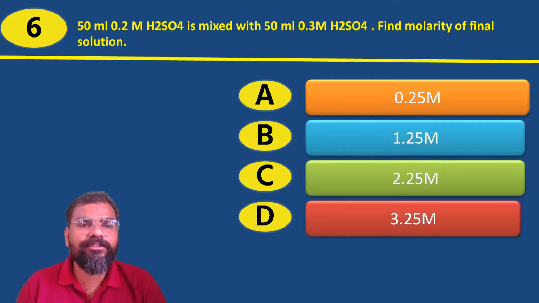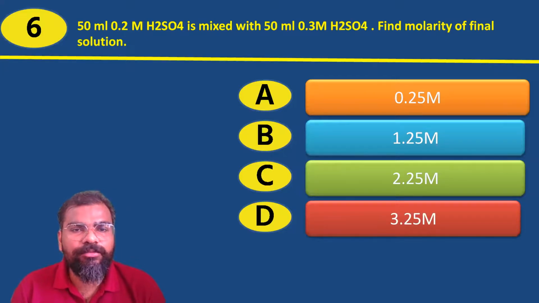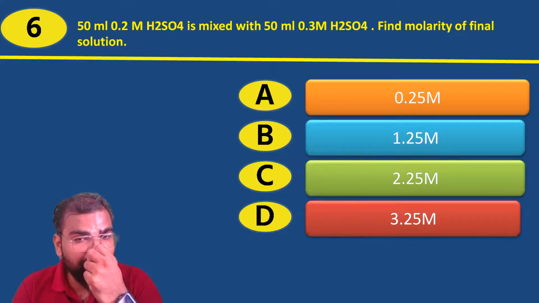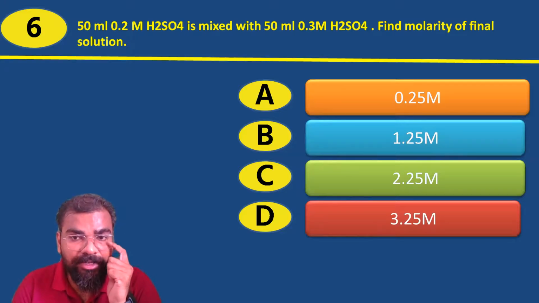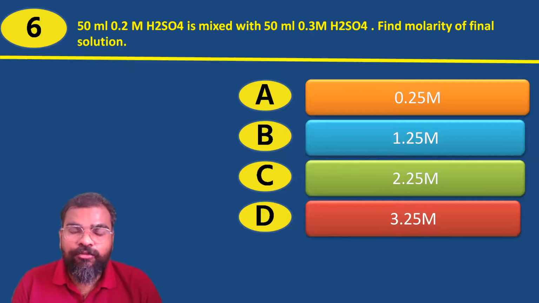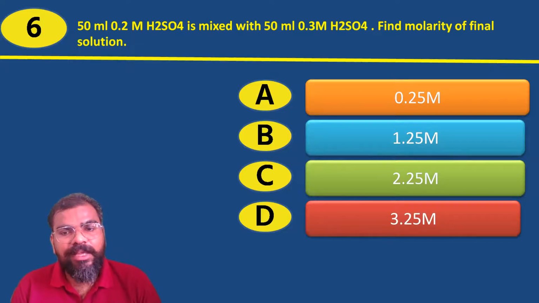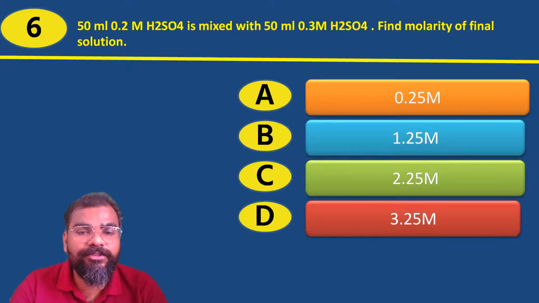Then question number 6, 50 ml of 0.2 molar H2SO4 mixed with 50 ml of 0.3 molar H2SO4. 50 ml 0.2 मोलर H2SO4 का सॉल्यूशन को आप 50 ml 0.3 मोलर H2SO4 के साथ मिक्स कर रहे हैं एंड फाइंड द मोलारिटी ऑफ द फाइनल सॉल्यूशन. दोनों की मोलारिटी जो है वो डिफरेंट है और टोटल मोलारिटी हमें फाइंड आउट करना है. ओके, 0.25, 1.25, 2.25 or 3.25. There are 4 options they have mentioned.